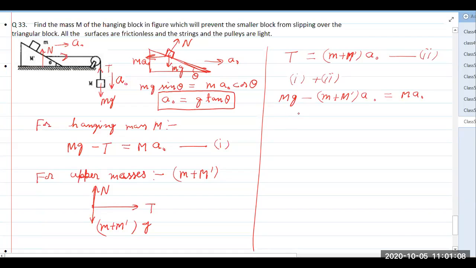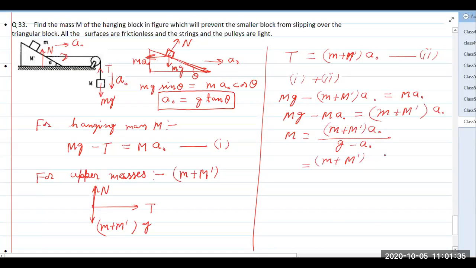Capital M g minus capital M a naught equals (m plus M dash) a naught, so capital M is (m plus M dash) a naught divided by (g minus a naught). Here a naught is g tan theta, so this is g minus g tan theta. So how much are we getting? (m plus M dash) tan theta divided, it will be cot theta minus 1.